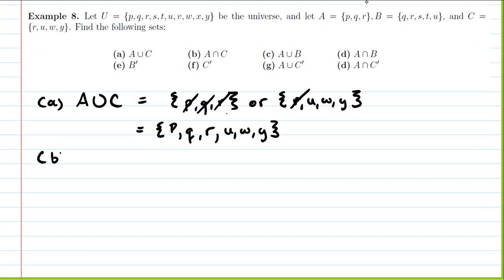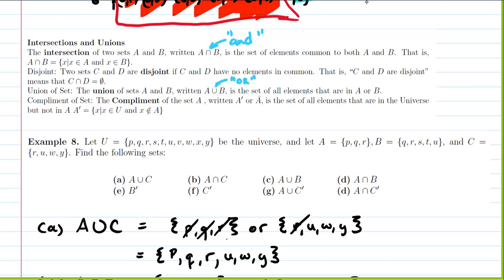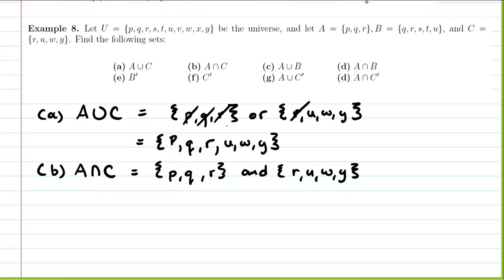All right. So now let's take a look at A intersect C. So this is the stuff that's in A and C. So we have P, Q, R, and R, U, W, and Y. Well, this time, the AND tells us that it has to be in both A and C. What is the only element that is in both A and C? R. So the intersection, or the AND, is only R.